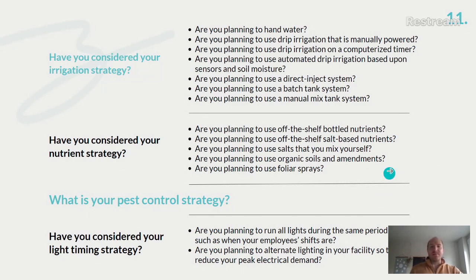Quick note on light timing. What I mean is, are you going to have all of your lights on at the same time, when your employees are there from, say, 7 a.m. to 7 p.m., or are you going to stagger your lights? The main reason you would want to do this is if the power company charges your electrical rates based on your peak electrical demand, meaning whatever your highest demand usage is, it takes that, applies it into a formula, and charges you by the kilowatt hour a specific rate based on that peak demand.